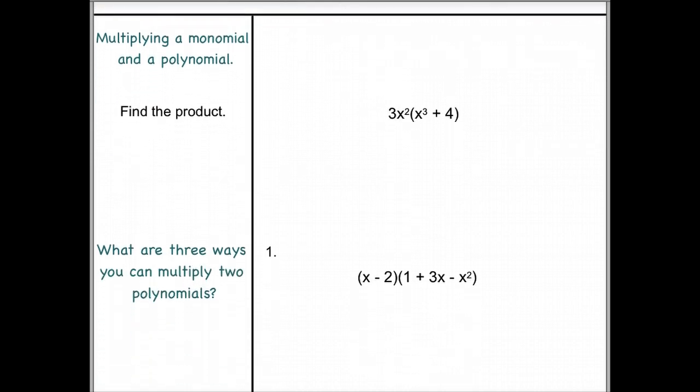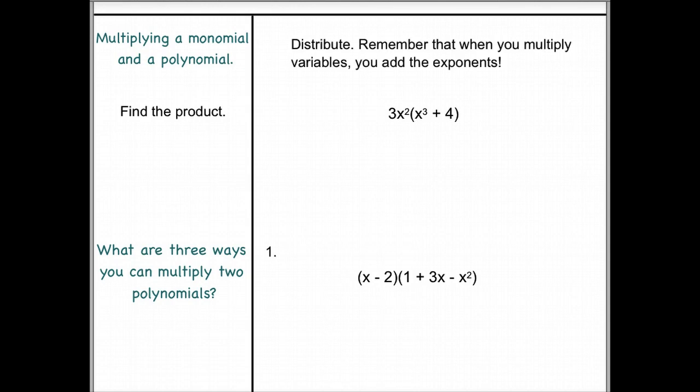So first we want to talk about multiplying a monomial and a polynomial. You distribute. So what that looks like in this example would just be to cross that over through each. So find the product. I want you to remember too that when you multiply variables, you add the exponents. So keep that in mind as we go along today.